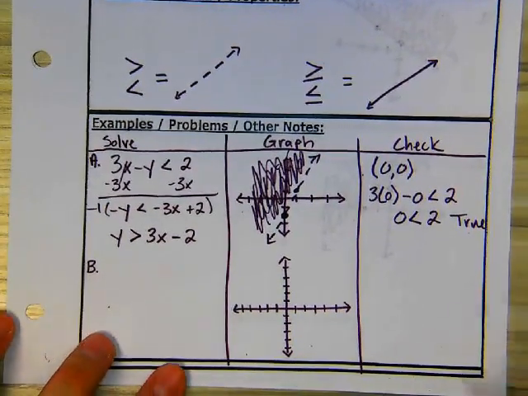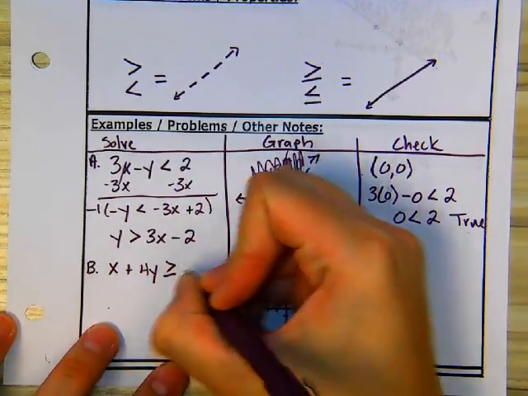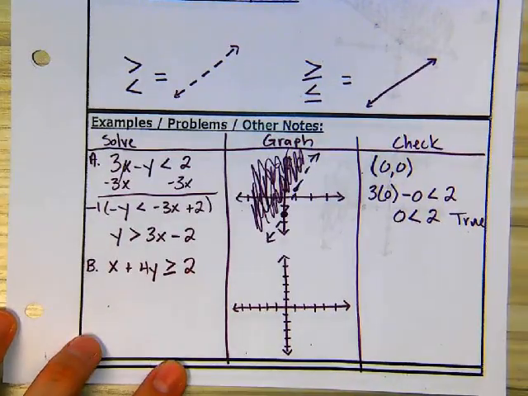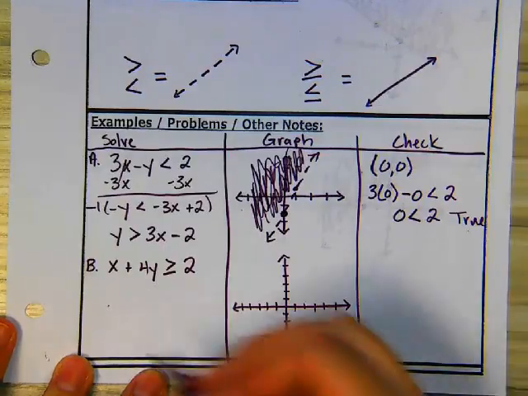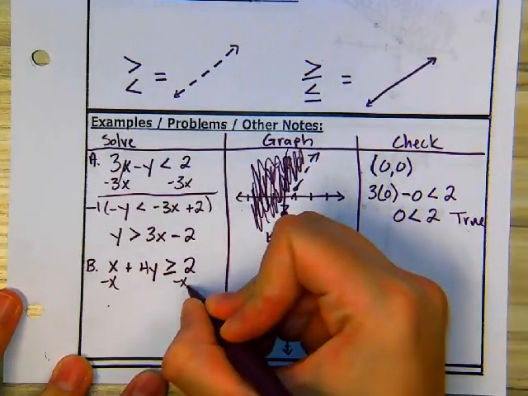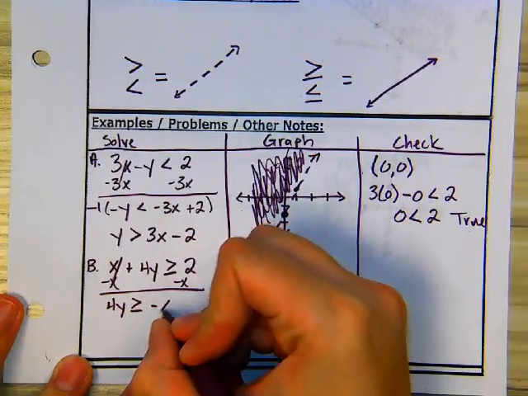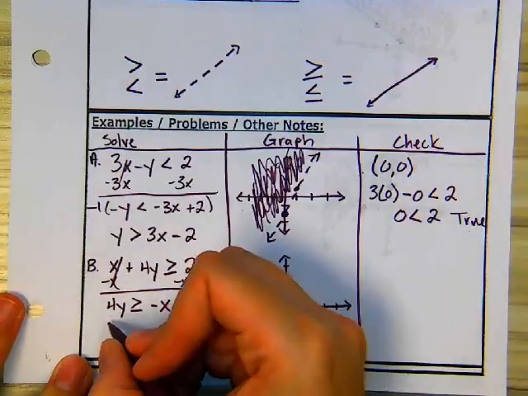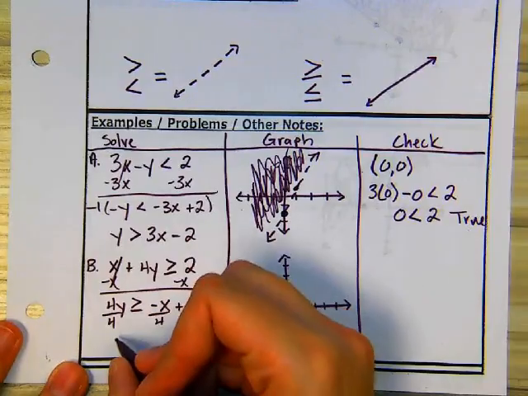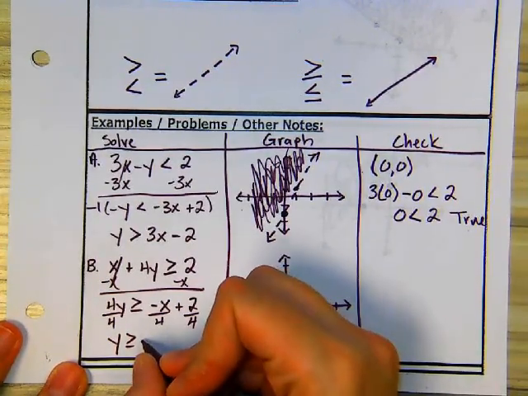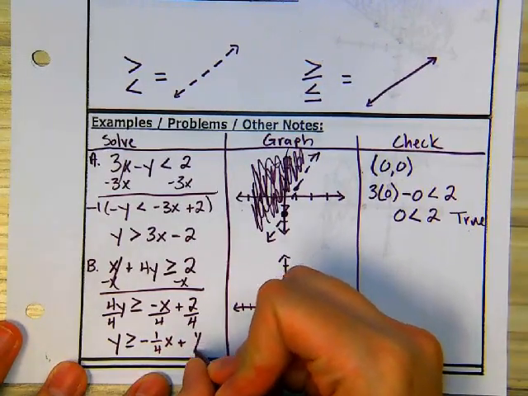Alright, let's try another one. This one: x plus 4y is greater than or equal to 2. Again, the first thing we want to do is solve for y. So we subtract x from both sides. We're left with 4y is greater than or equal to negative x plus 2. And then we divide by 4. So we're left with y is greater than or equal to negative 1/4 x plus 1/2.